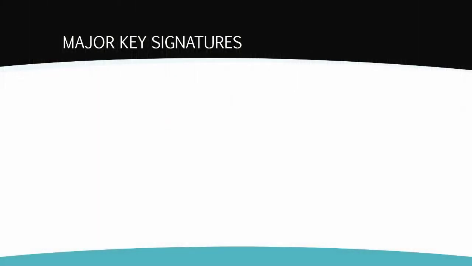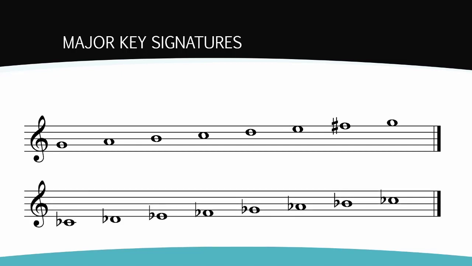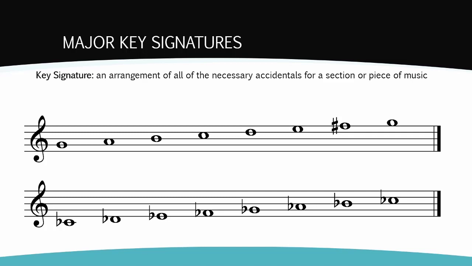In Module 9, you learned how to add accidentals to pitches in order to create the major scale. You probably noticed that some scales have more accidentals than others. It can be tedious to write out all of those accidentals all of the time, so musicians developed a shorthand system to tell the performer what accidentals to use in a section or an entire piece of music: key signatures. A key signature is an arrangement of all of the necessary accidentals for a section or piece of music.